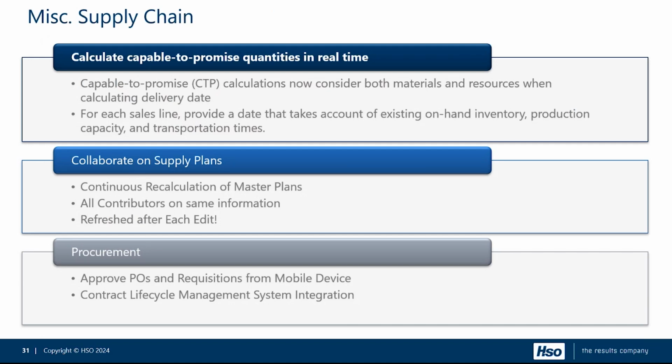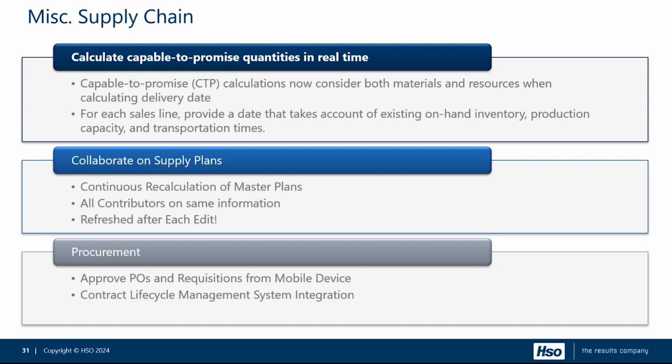So, some miscellaneous supply chain things. I would want to go into these deeper, but we're already approaching time. Capable to promise: basically, can I make this in time? It now considers both materials and resources, so it allows you to give a projected delivery date for each sales line. And this is kind of real time, driven by master planning, which, as planning optimization, can now run much more. Basically, you can run it every time you change or edit your plan.